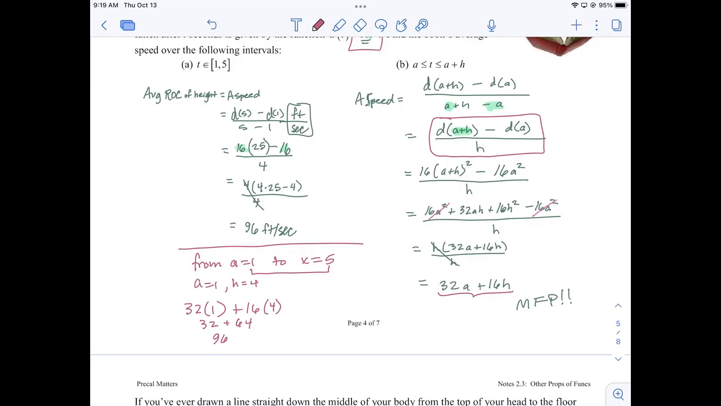Y'all had like 4 or 5 slope questions on the SAT yesterday, didn't y'all? Or you had to know that it was slope. It said like when x changes by 1 unit, what's the resultant change in y? That's slope. Okay? And it's average rate of change. It could be average velocity, average speed, all that good stuff.